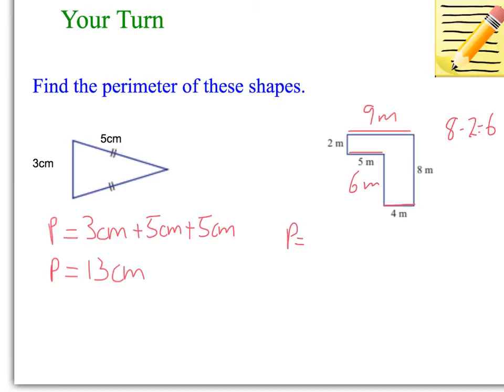Alright, now we can add up the perimeter of the shape. So the perimeter equals 2 metres plus 9 metres plus 8 metres plus 4 metres plus, to go on the next line, 6 metres plus 5 metres. Alright, so we need to add all that up. 9, 10, 11, 19, 22, 23, 29, 34 metres.